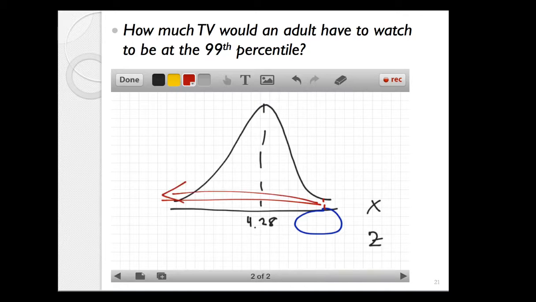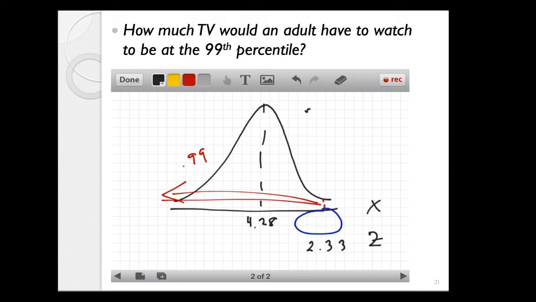99% of the population is watching less TV than them. And so we need a Z for which, if we looked it up on the table, the area to the left would be 0.99, the closest we can get. And that Z, if you look on the table, is going to be 2.33. So instead of finding a Z and then finding the probability associated with it, right here we're finding a probability, which is 0.99, and tracking back the Z that's associated with that.